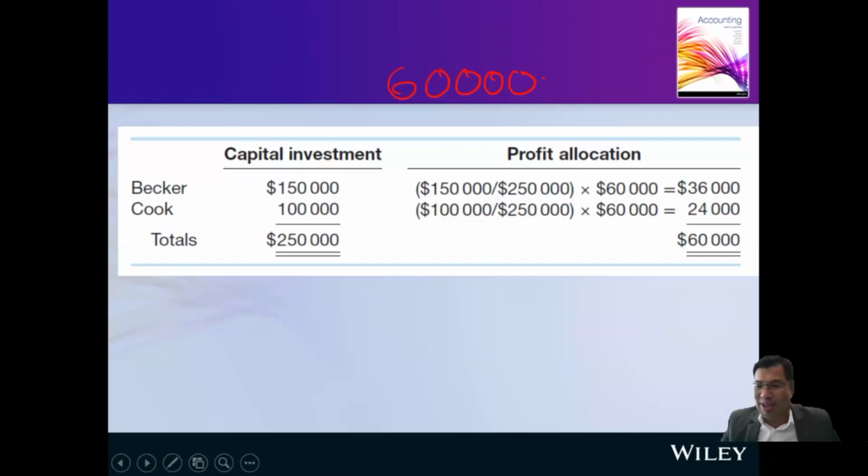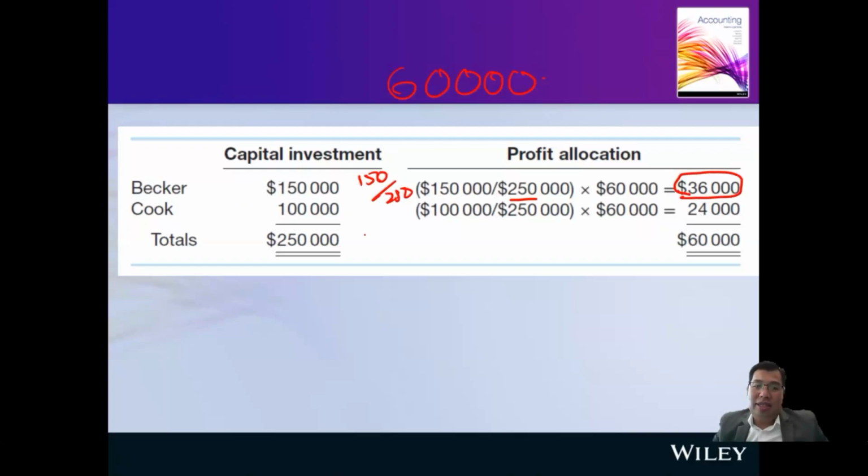Yeah, this will be a very dramatic situation. They keep fighting about who should get more. That's why you need to have the partnership agreement. So the partnership agreement says it is based on the opening capitals or capital contributed by the owner. So for Becker, the formula will be 60,000 multiplied by 150 over 250. So Becker will get 36,000.